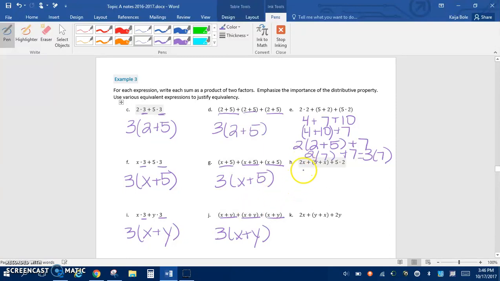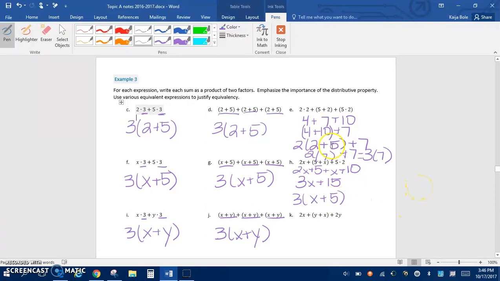So let's look at H. We have 2x plus 5 plus x plus 5 times 2. So if we simplify, we have 2x, we'll just keep going, plus 5 plus x, and then 5 times 2 is 10, so plus 10. So now if we combine like terms, we end up with 3x plus 15. So we can factor something out of both of those. That would be a 3. So then we would have x plus 5. And that's a product. That's writing the sum as a product of 2 factors.